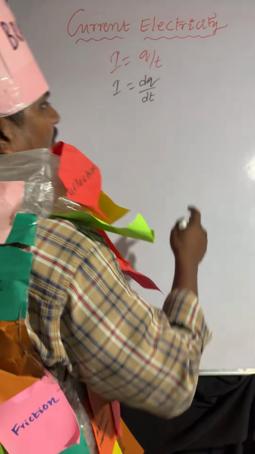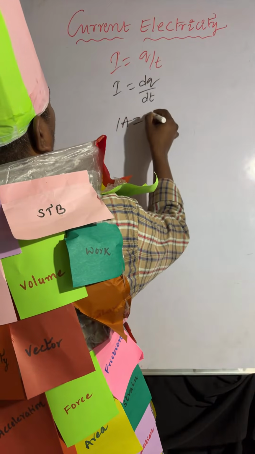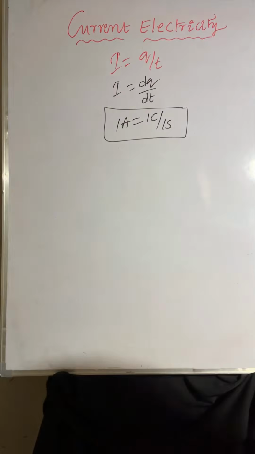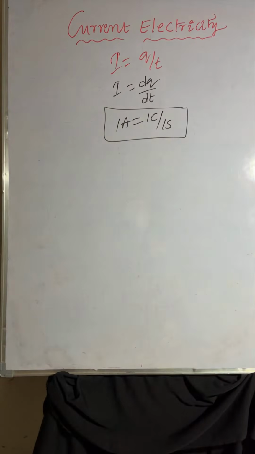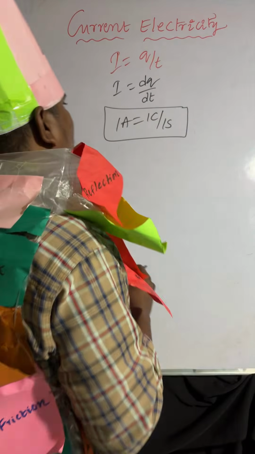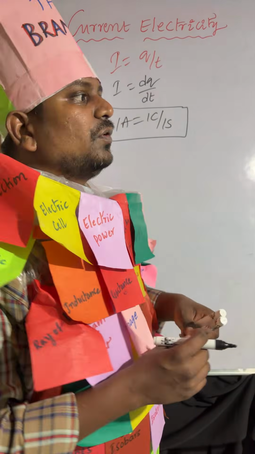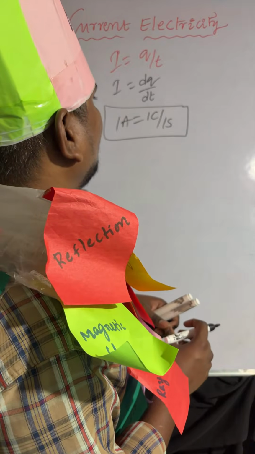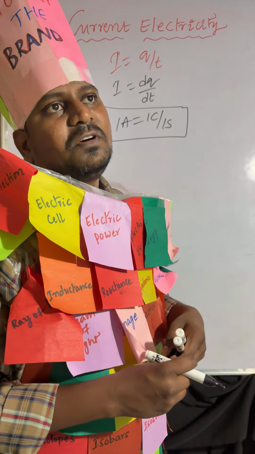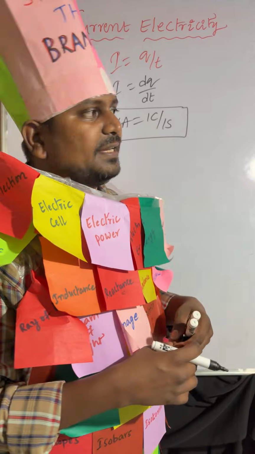Understood or not? Now, 1 ampere is defined as 1 coulomb of charge flowing through a unit cross-sectional area per second. The SI unit of current is ampere, the SI unit of charge is coulomb, and the SI unit of time is second. So 1 ampere equals 1 coulomb per 1 second. That is electric current.